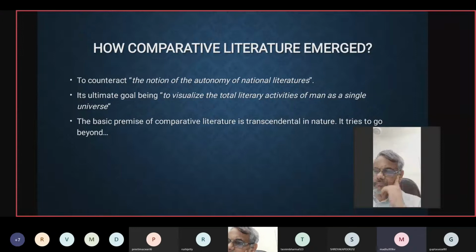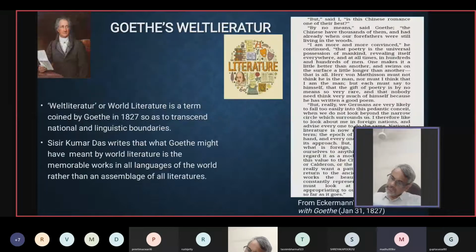How did comparative literature emerge? It emerged in the West, but it emerged because one had to go out of the notion of the autonomy of national literatures. One had to understand that European literature was not the only literature, that there are other literatures that exist. Its ultimate goal is to visualize the total literary activities of man as a single universe. And universal poetics is something that Goethe also talks about, that we'll look at in one of the later slides. Goethe talks about Weltliteratur in German, and in English it is world literature.